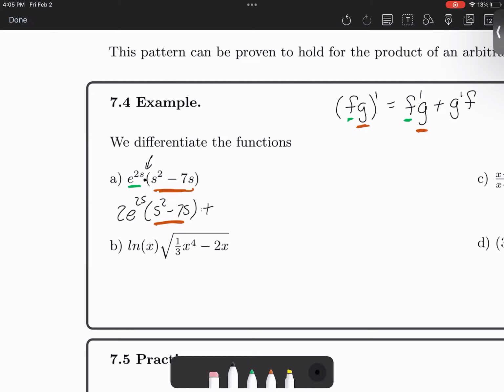We will then add to this the opposite of what we just did. So I will differentiate the second term, 2s minus 7. So that's taking the second term and differentiating it, and copying down the first term without differentiating it.